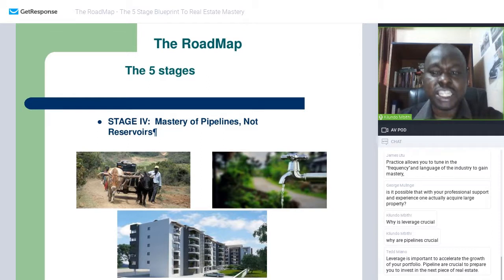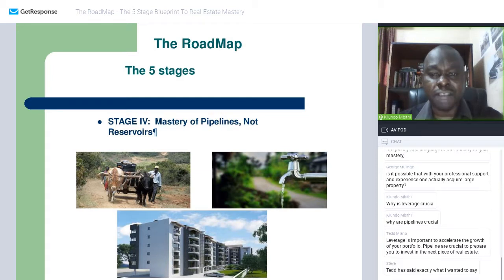Pipelines are very, very crucial in any form of investment. Actually, pipelines are probably one of the main reasons why people get into investments in the first place. Wonderful, wonderful. Steve says that Taylor said what he wanted to say. Wonderful. What is Laban going to say?